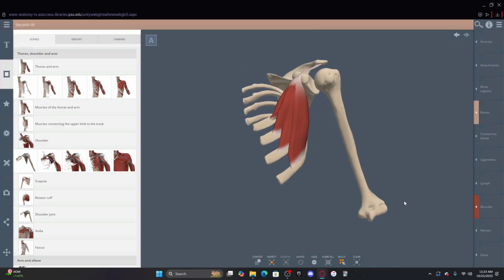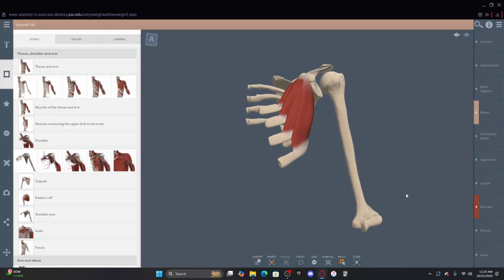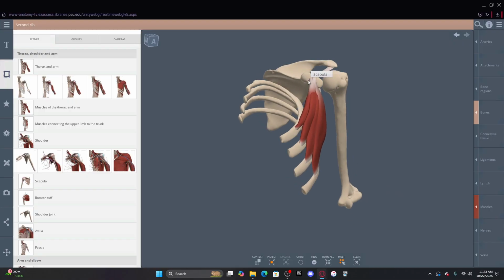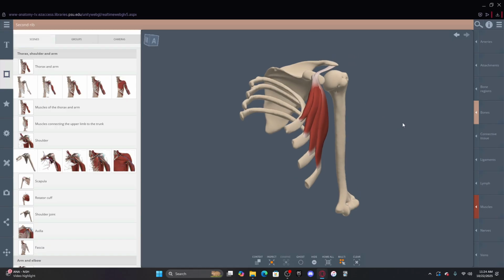All right, so we have pectoralis minor here. Pectoralis minor is responsible for elevating the ribs. I said previously that it's innervated by the medial pectoral nerve. It goes from the ribs all the way to the coracoid process, and it has some attachment here to the acromion process. So this muscle is responsible for elevating the ribs.